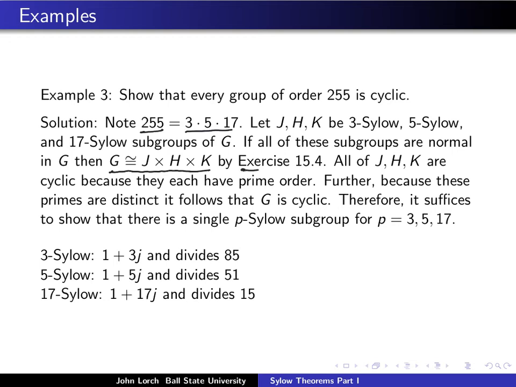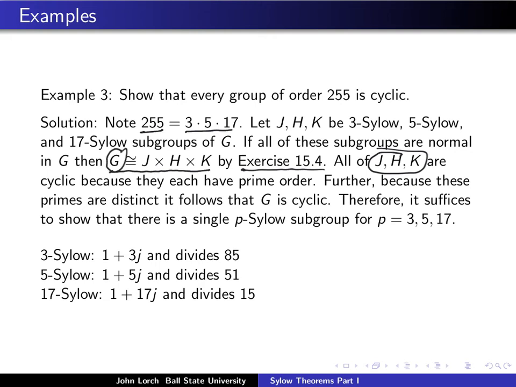This is by exercise 15.4. Now, all of these groups, J, H, and K, are cyclic because they each have prime order. And further, because these primes are distinct, that means the orders of J, H, and K are pairwise relatively prime. It follows from the results in section 6 that the group G itself must be cyclic.